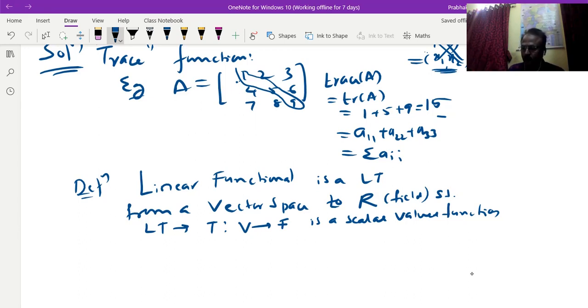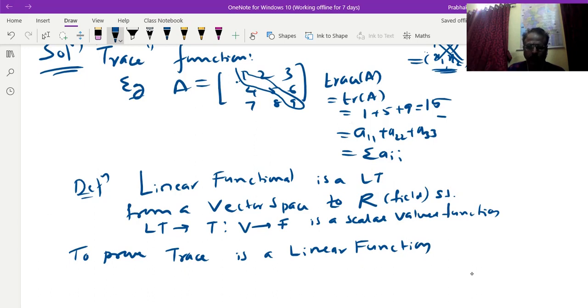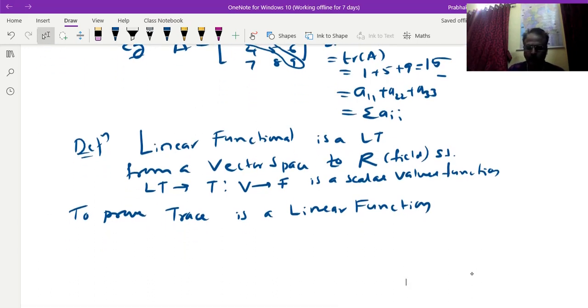trace is a linear functional. So first of all, you have to prove that it is a linear transformation, and you have to prove that it is a linear function also. So I'll take an example to prove trace is a linear functional. Linear functional means two things you have to show. One is linear transformation and one is it is a real number. So let us take a three dimension example. I'll prove it by example.